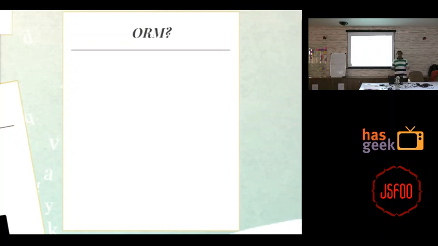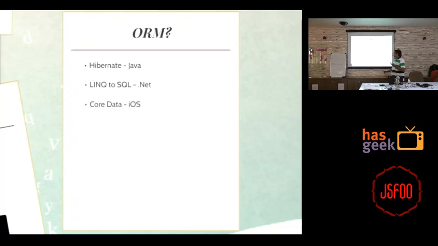So can you guys give me an example of an ORM, simple ORMs that we have used in our day-to-day lives? So we have Hibernate. And we have LINQ to SQL for .NET. We have CakePHP, Core Data. Mongoose. Yes. But what's there for JavaScript?